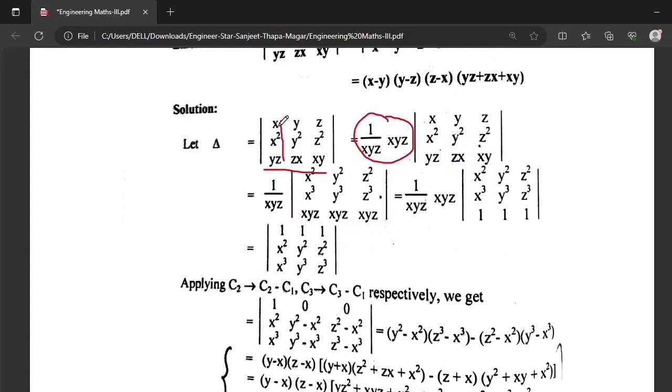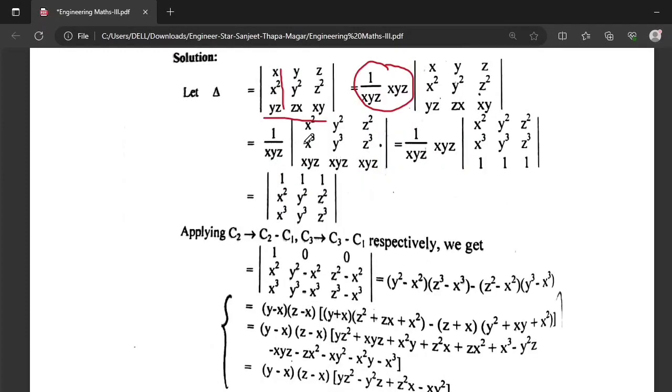So by multiplying by x, it is x square, x cube, and xyz. Y into y is y square, into y is y cube, and zx into y is xyz. Similarly, z into z, z square into z, z cube, and xy into z, that is xyz.